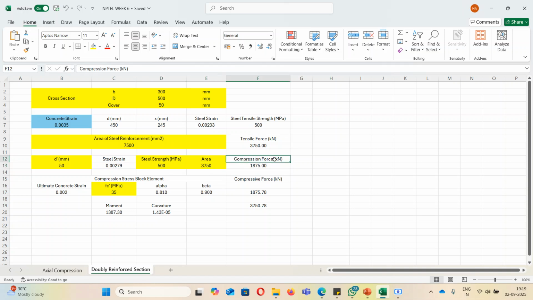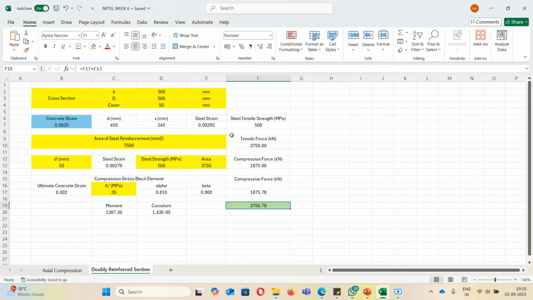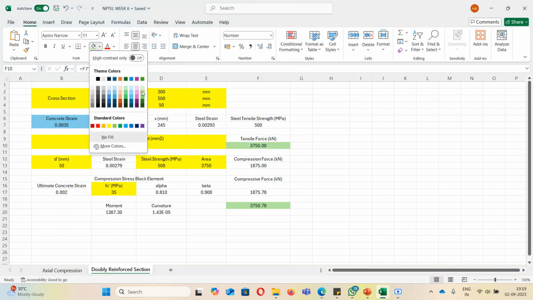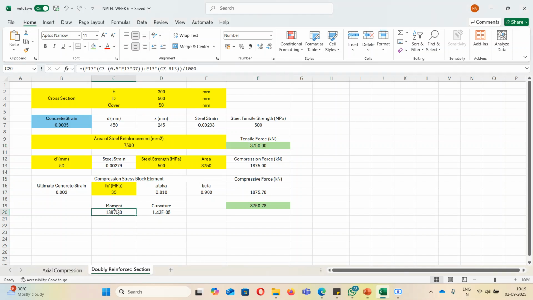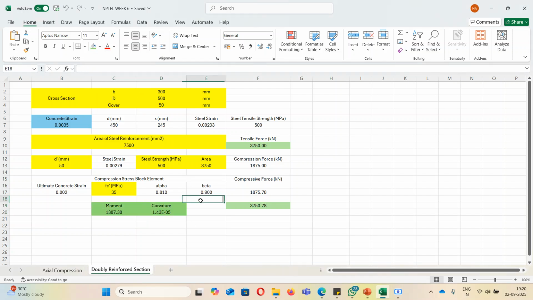Adding this compression force with the compression force offered by the concrete, we will get the total compression capacity of this doubly reinforced section. And now if this total compression capacity is equal to the total tension capacity of the member, then we can calculate the moment of resistance and curvature. So this is how we proceed with the question.